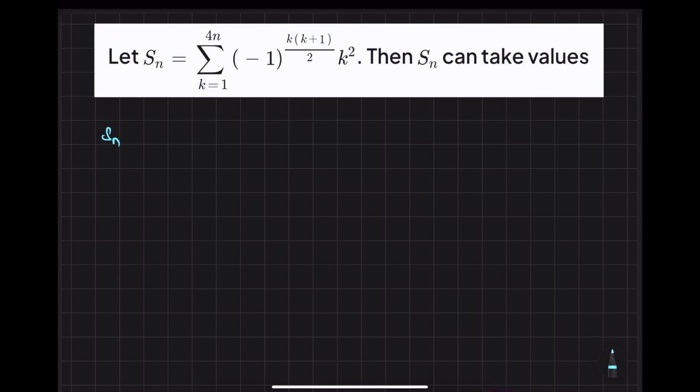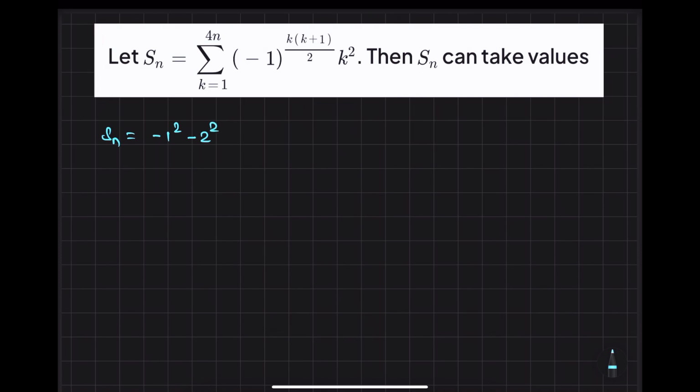So suppose that I'm talking about Sn. It is 4n terms, correct? Now try to understand that. Suppose you have taken k as 1. So for k as 1, 1 into 2 by 2 is 1, so it's an odd number, so power of minus 1 is an odd number, so it is minus 1 square. Next we will put k as 2, so 2 into 3 by 2, 6 by 2 is 3, so 3 is also an odd number, so minus 1 power odd is negative, so negative 2 square.